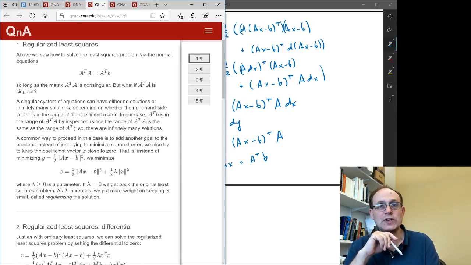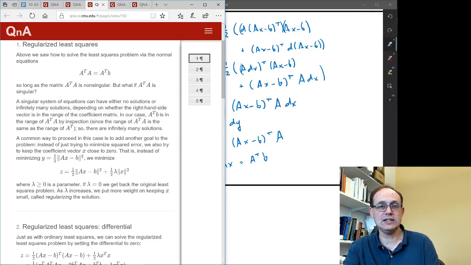So I guess the first question is, does it even have a solution? And the answer is yes, it does, because it actually has infinitely many, because the range of A transpose A is going to include A transpose b. We could, if we wanted to, just find one of the infinitely many solutions. But what I'm going to do is something a little bit different. I'm going to change the problem a little bit.